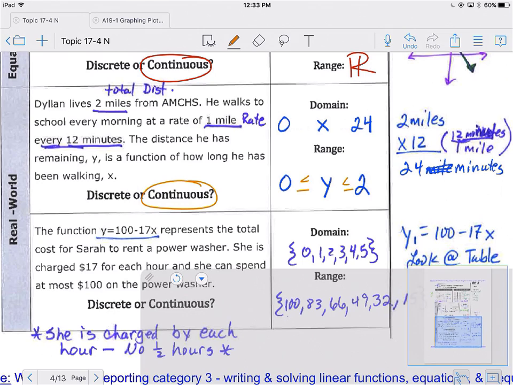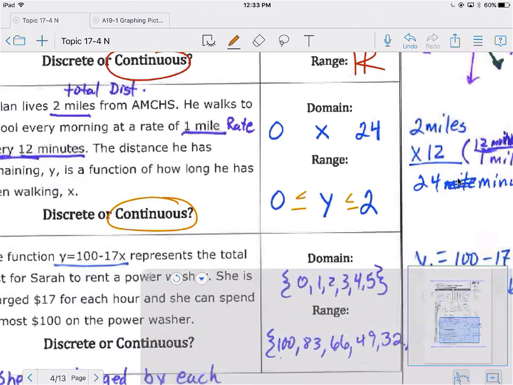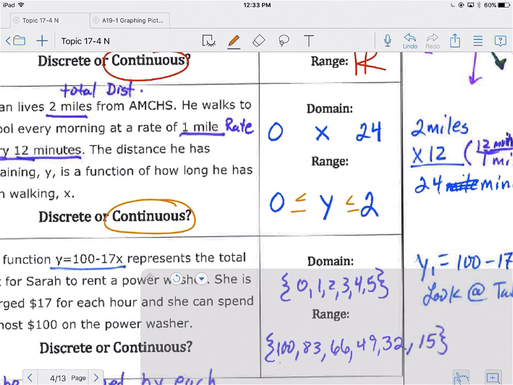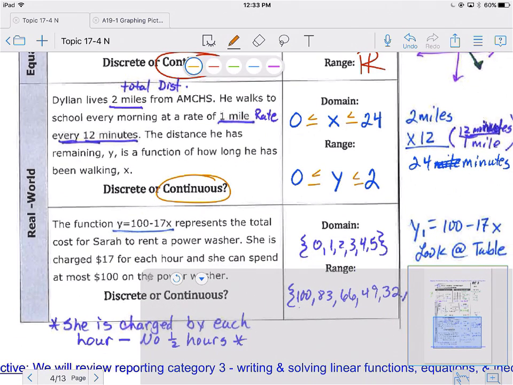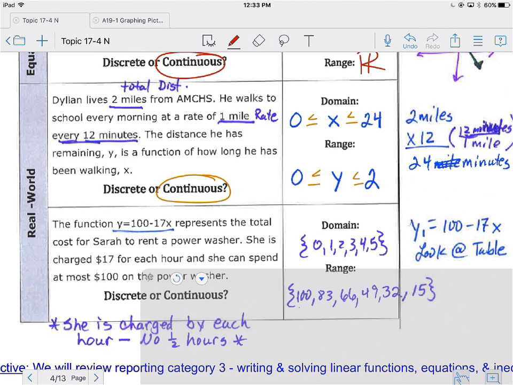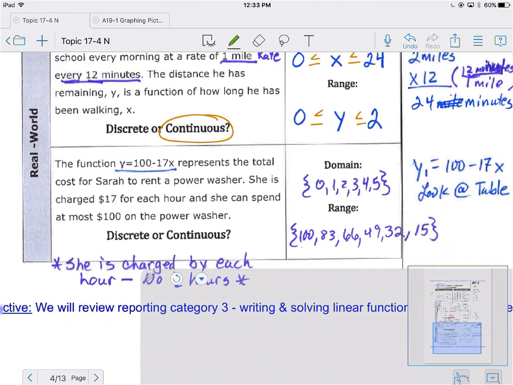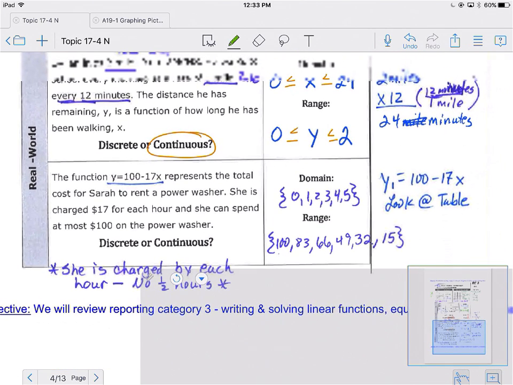My domain is talking about the time, and we've kind of written it out over here for you. To go 2 miles, he has to go 12 minutes for 1 mile. So if he goes 2 miles, each mile is 12 minutes, so it's a total of 24 minutes on the domain. Now, if he walks nowhere, he can walk for 0 minutes, and that's possible. And if he walks the full thing, he can walk up to 24 minutes. And if he walks all the way to school, it will take him the full 24 minutes. So both of those would also be included.